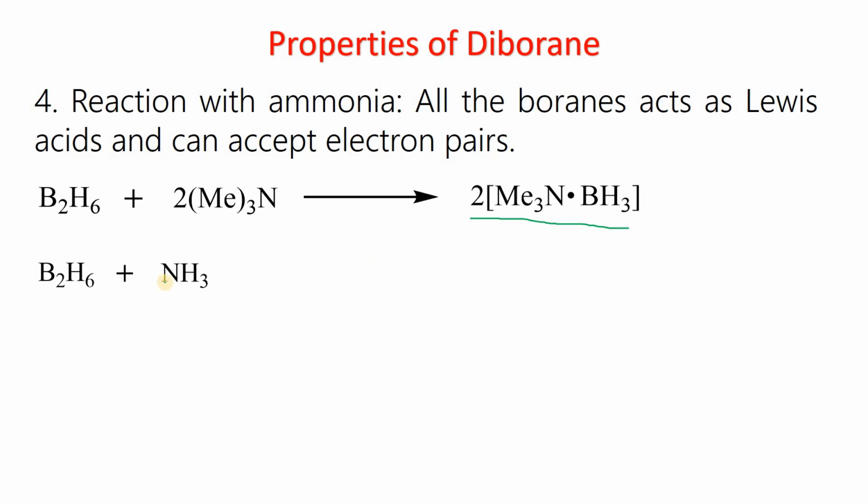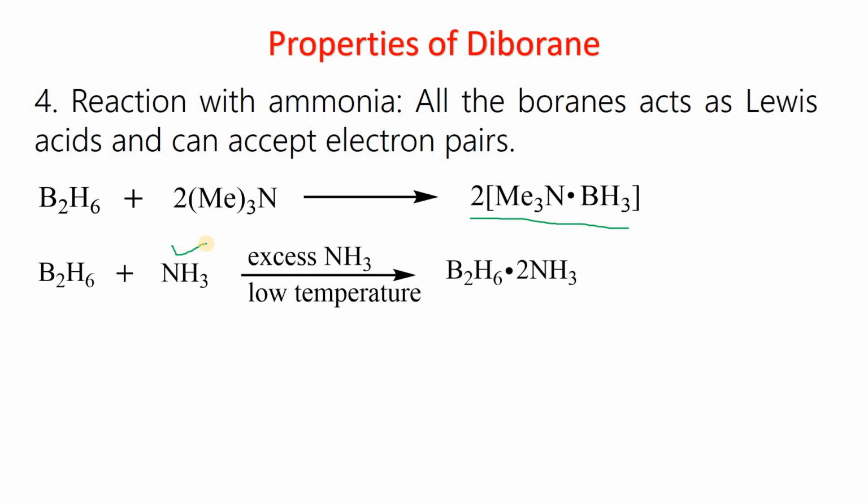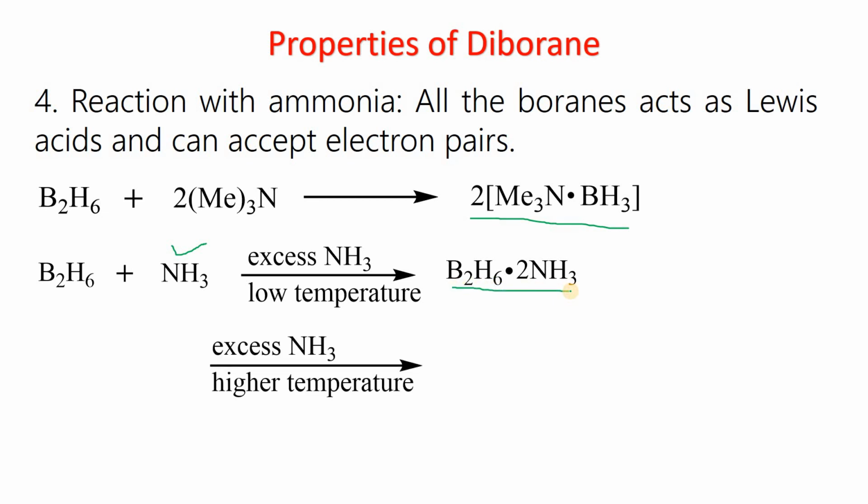When we take the amine, especially the ammonia, then what will form? If you use excess ammonia at low temperature, then we will get an adduct of diborane with 2 molecules of ammonia. If you use excess ammonia at higher temperature, then we will get boron nitride.